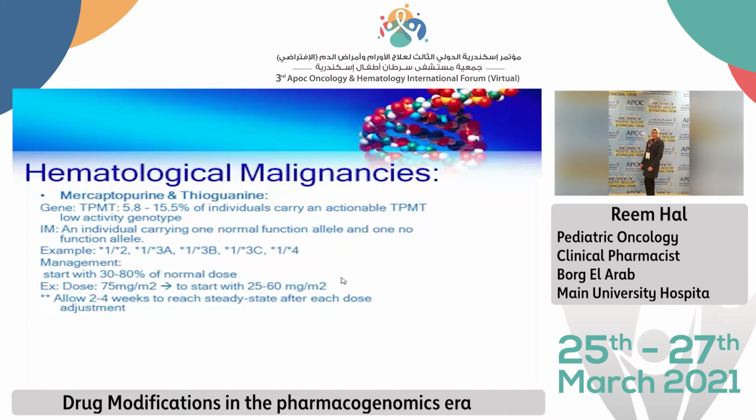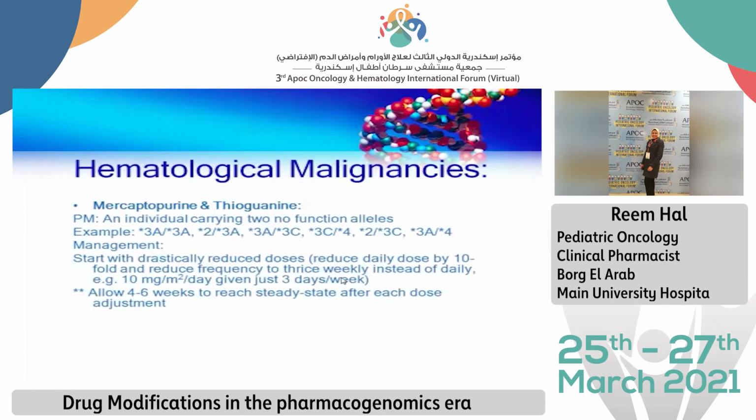The management here is to start with 30 to 80% of the normal dose. For example, if we are giving mercaptopurine at a dose of 75 mg per meter square, we start with 25 to 60 mg per meter square. And for dose adjustment, we should wait for 2 to 4 weeks for the drug to reach its steady state.